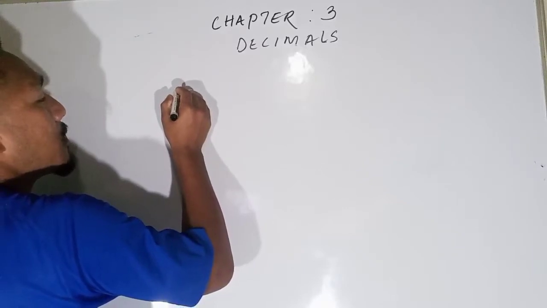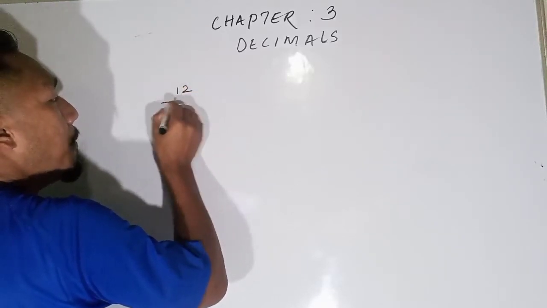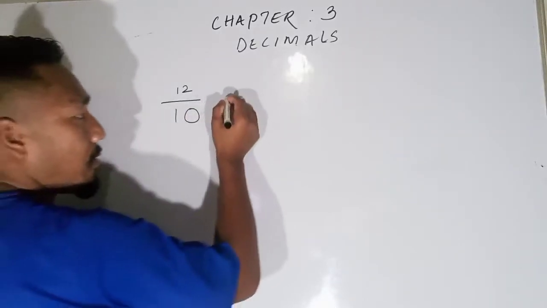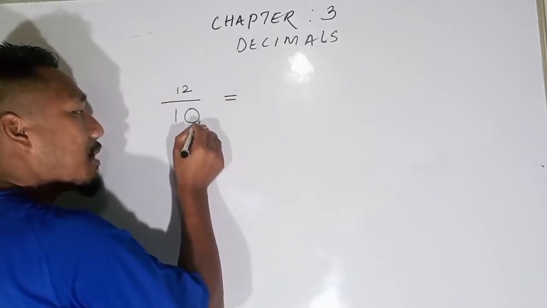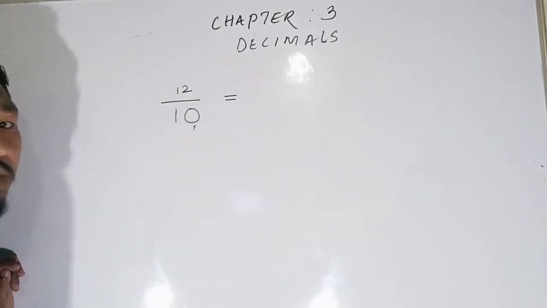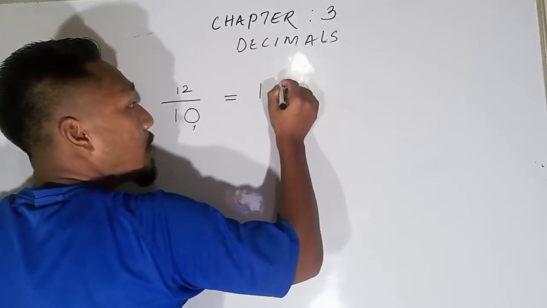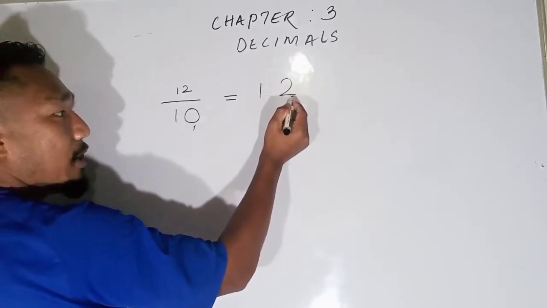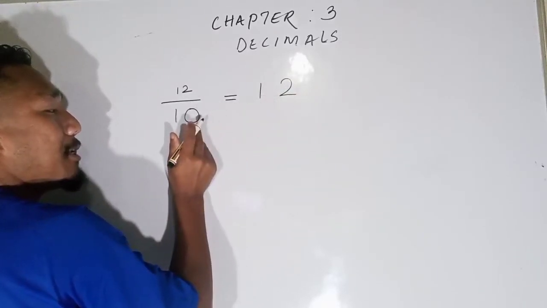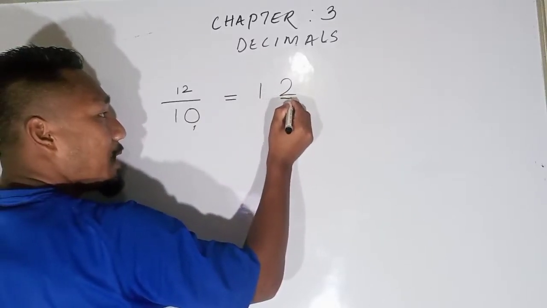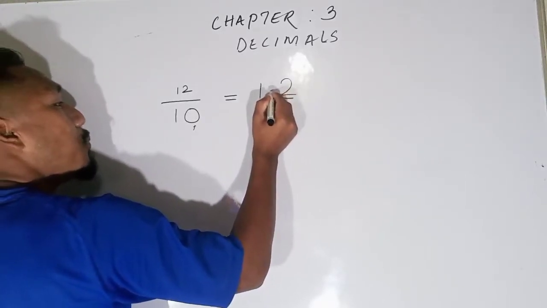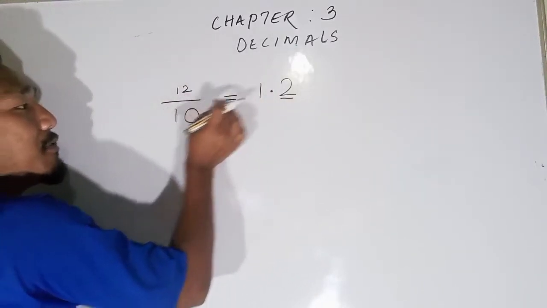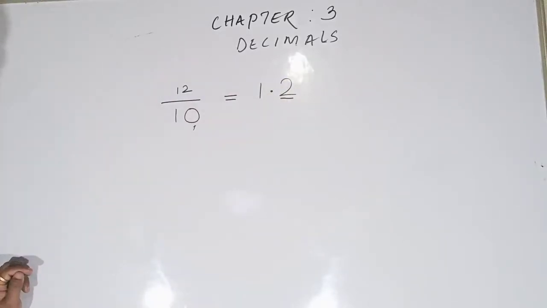Now you see, if the fraction is, let's say, 12 by 10, and I want to convert this to a decimal, that becomes very easy if we have a 1 with a 0 in the denominator. We have one 0, that means count one place from the back side. Then after this 1 you put the point. That means the 2 keeps its place and the point is placed between the two digits.